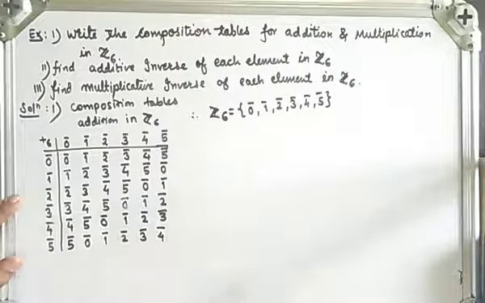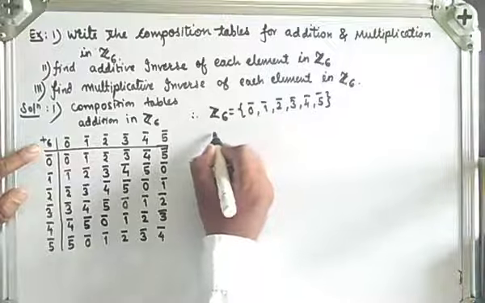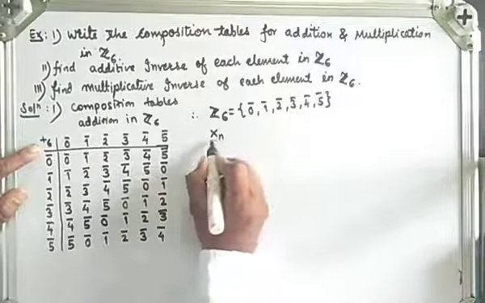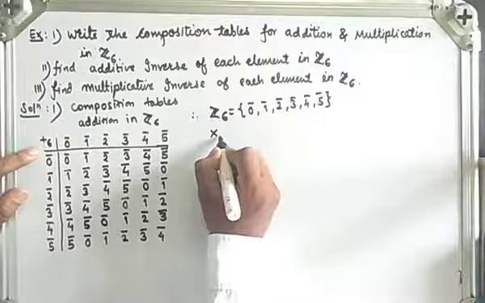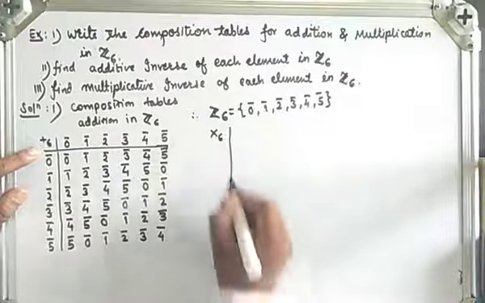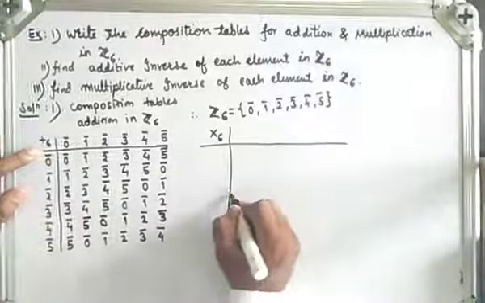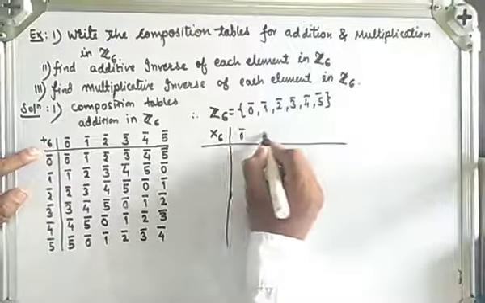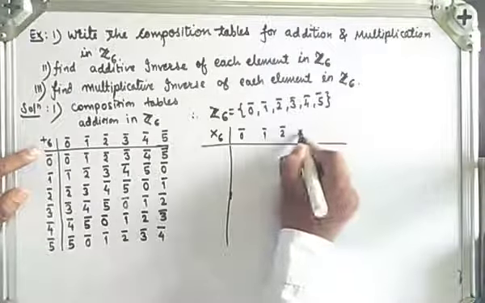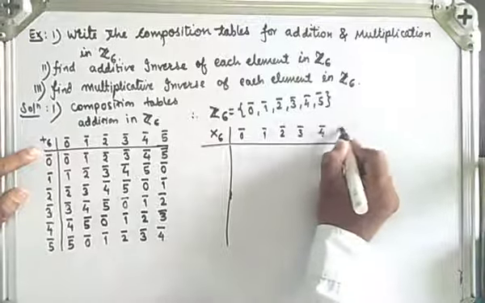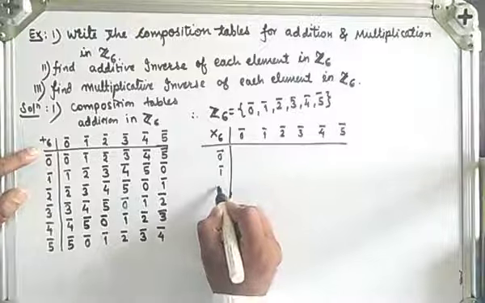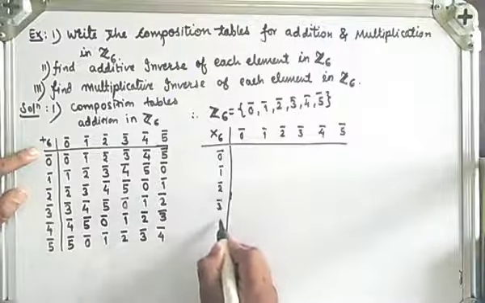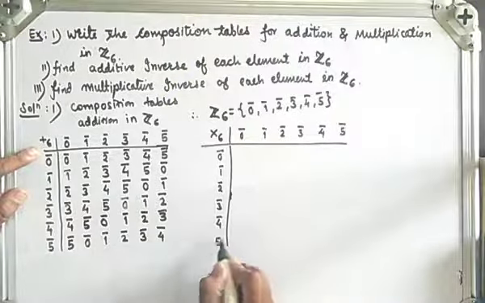Now let's see another composition table, which is multiplication modulo 6. So this is denoted by this sign. This is multiplication modulo n. So we have here Z6, a modulo 6 operation. We have a total of 6 elements: 0 bar, 1 bar, 2 bar, 3 bar, 4 bar, 5 bar. Here 0 bar, 1 bar, 2 bar, 3 bar, 4 bar, 5 bar.